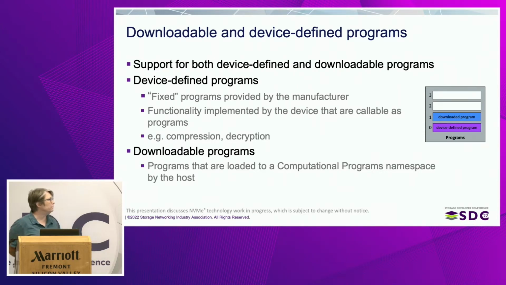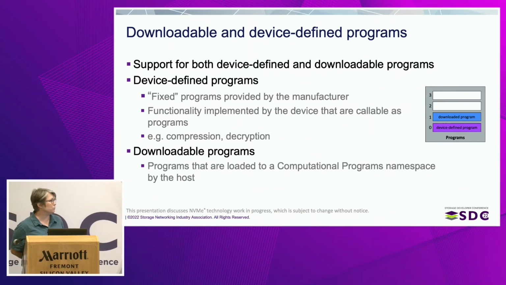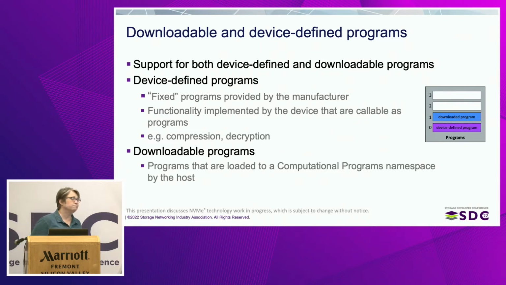So to go a little bit more into downloadable versus device-defined functions: device-defined is the term we're using for fixed function, meaning it's kind of encoded and unchangeable. The standard supports both device-defined and downloadable. Device-defined programs are ones provided by the manufacturer that are not changeable by the user or the host. And they're callable as programs, in the same way that downloadable programs are. This could be things like compression, decryption, things that are well suited to a hardware implementation, things that are well known.